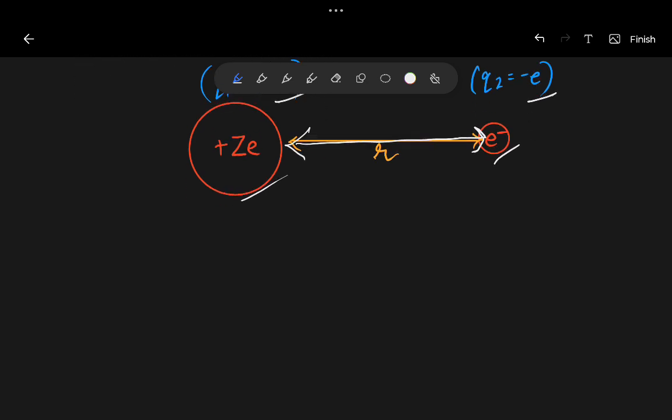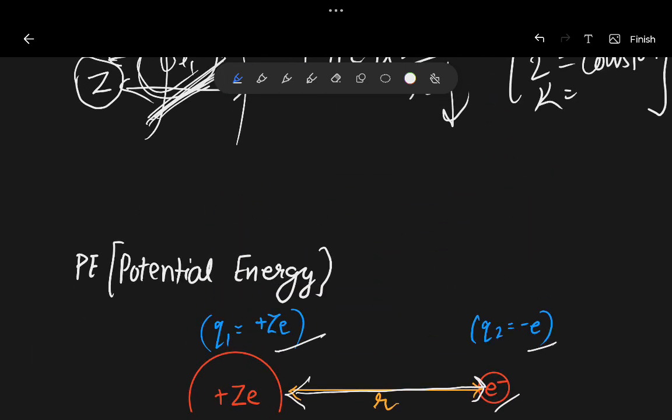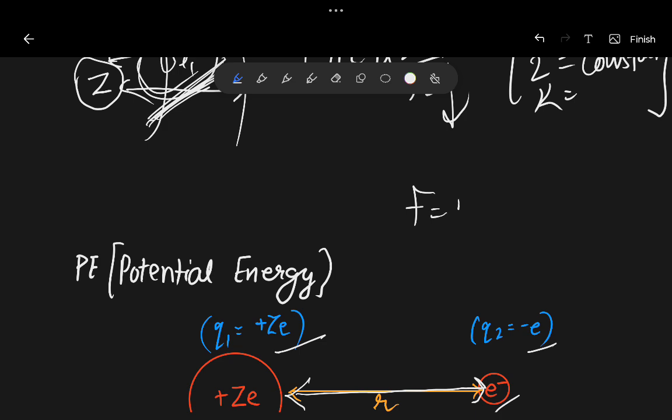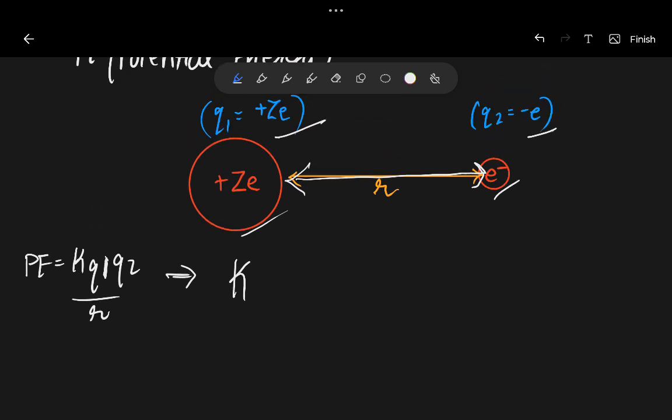Now for potential energy, you should know that the formula is K Q1 Q2 upon R. There is no R squared, this is just R. The force I told you about is K Q1 Q2 upon R squared. But if you're talking about the potential energy, you might study it later on, but this is the formula for potential energy.